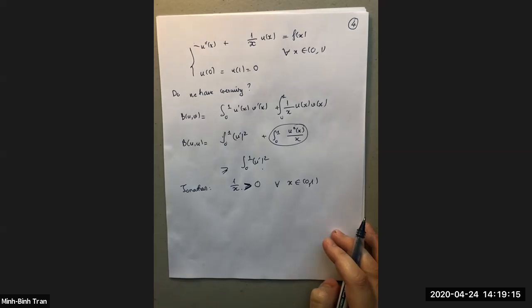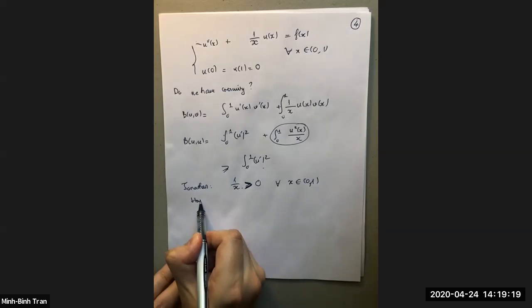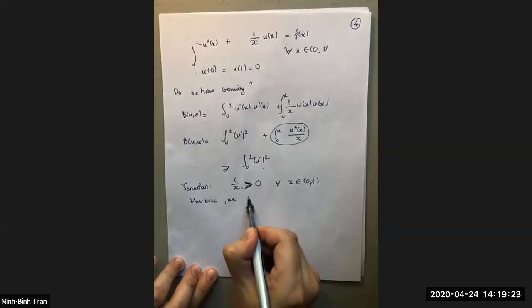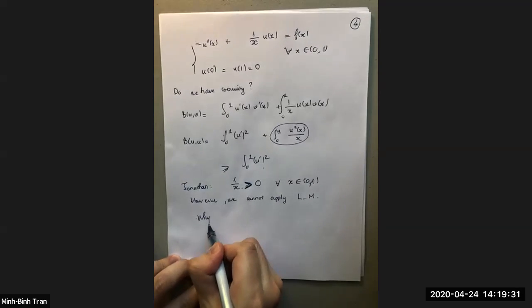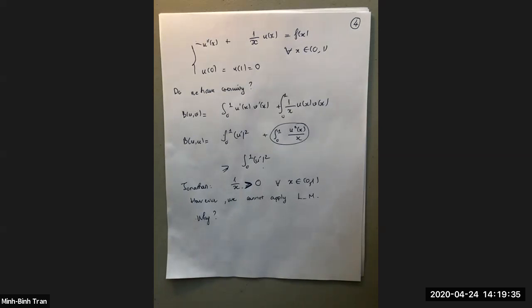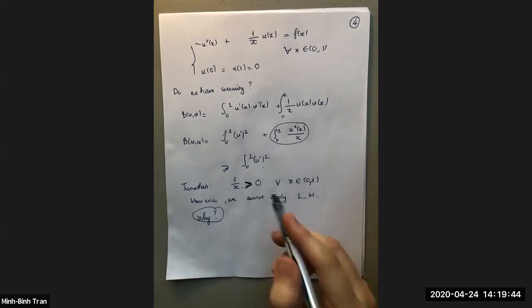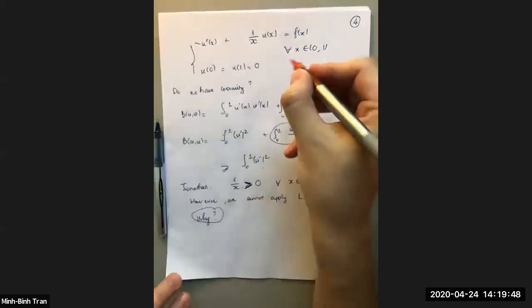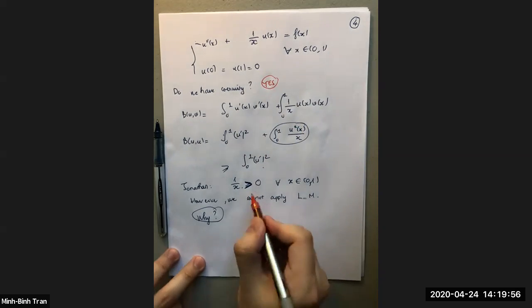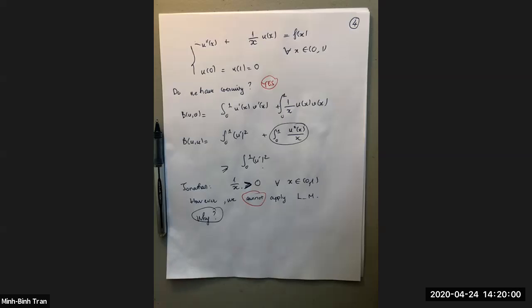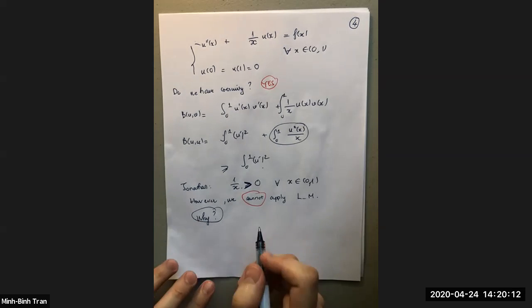But I'm still saying that, however, for this equation we cannot apply Lax-Milgram. Why? In this case, you have coercivity, yes? So, a big yes. You have coercivity for this bilinear form, but still you cannot apply Lax-Milgram. Who knows why? The reason is because in Lax-Milgram you have several conditions.